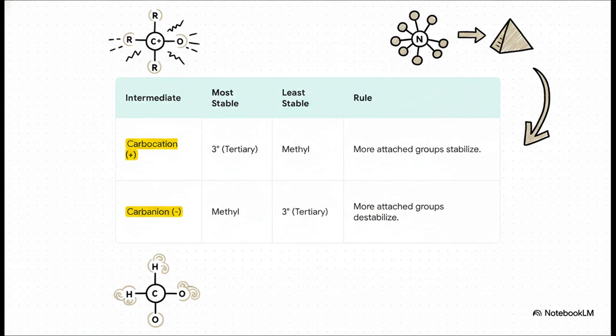But now, get this, for a carbanion, which is negatively charged, the exact opposite is true. It's most stable when it has fewer carbon neighbors getting in the way. This shows you, right there, how the local architecture literally dictates which path a reaction is going to take, which in turn determines what product you're going to make.